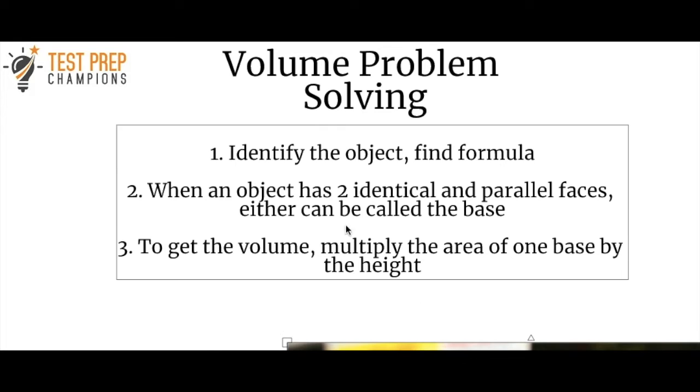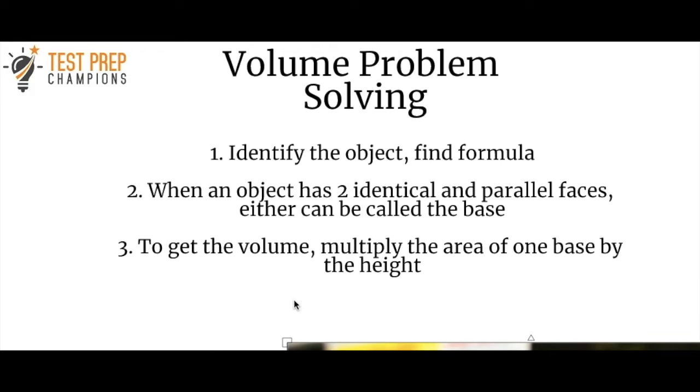And the third point follows from the second point here. So when you have an object that has two identical and parallel faces, and you want to get the volume, you multiply the area of one of the bases by the height of the object. Okay, so now let's go through and look at some examples, but just keep these points in mind because these are key for problem solving.